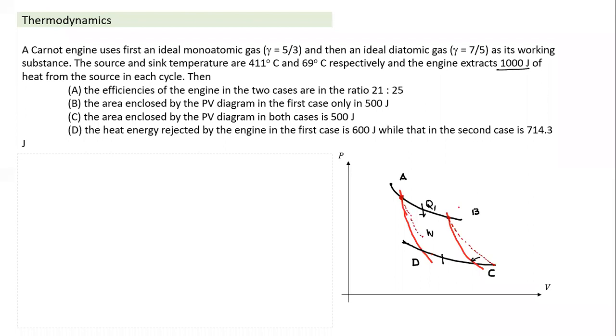So the solid line indicates monatomic gas and the dotted line indicates diatomic gas. In both the cases, what you'll find here, the area enclosed is same. Q1 is same, and even this Q2 also will come same. Only thing, the shape of the curve will change.